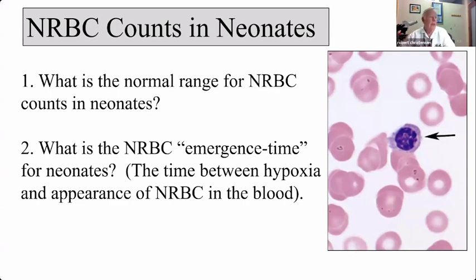And so we ask the question, what is the normal range? What is the reference interval for nucleated red blood cells according to gestational age? The other question I want to ask and answer is, how long does it take between the time a fetus experiences a hypoxic event, like fetal maternal hemorrhage or something like that, and the emergence of those nucleated red blood cells in the fetal circulation? Something that you could call the emergence time. How long does it take? Does it happen instantly after hypoxia, or does it take some period of time?